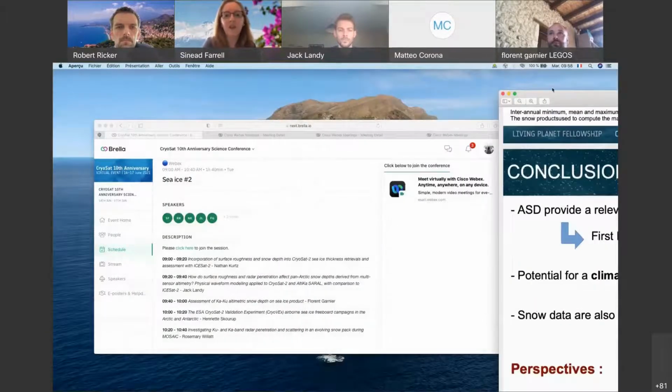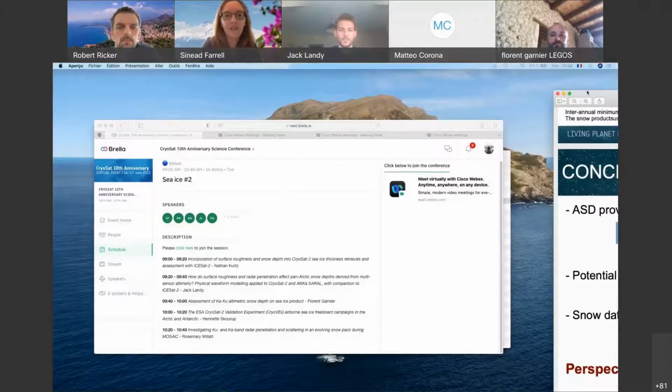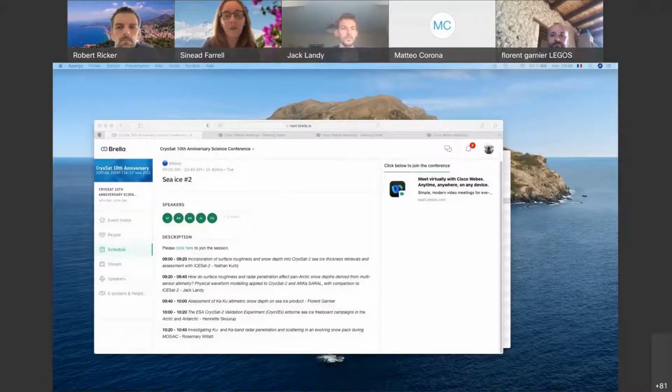Florent, I have a quick question. You mentioned the need for additional validation data in the Southern Ocean. Specifically from an airborne perspective, what type of instrumentation do you recommend for further data collection?